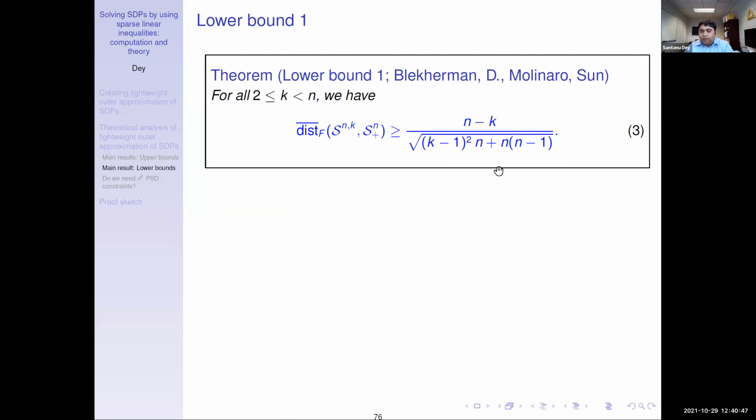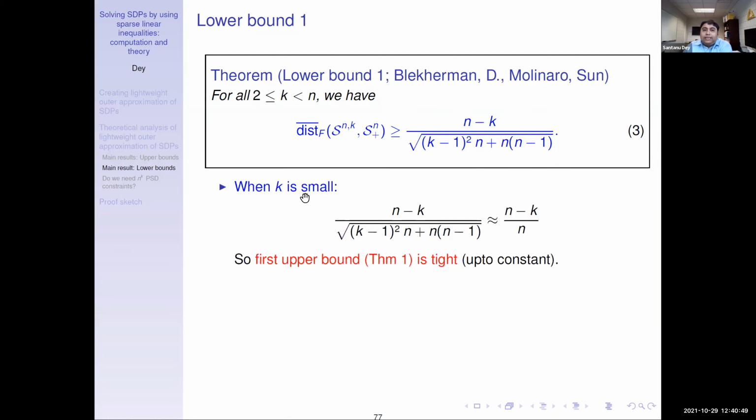But let's parse through this formula. Let's say what happens when k is small. If you look at the denominator here, we have this (k minus 1) squared n. But if k is small, this quantity is really small. So this quantity is dominated by this n squared term. We have a square root. And so this looks like n minus k over n. So this tells you that if k is small, the upper bound that we had is basically that.